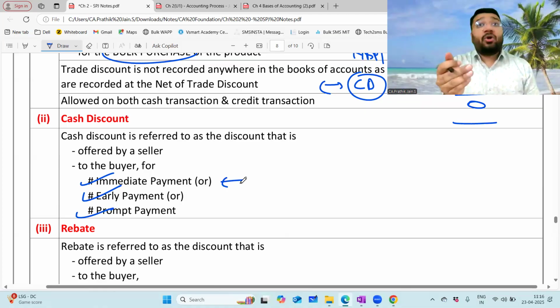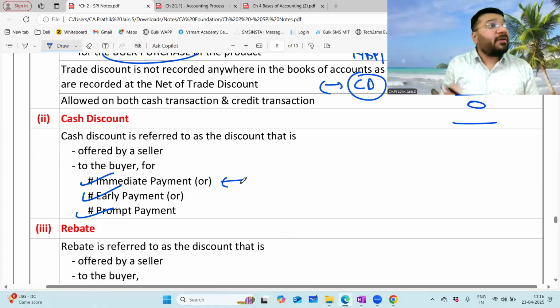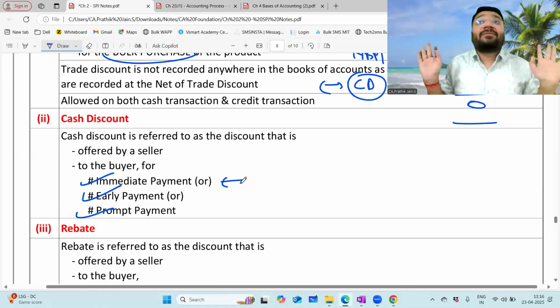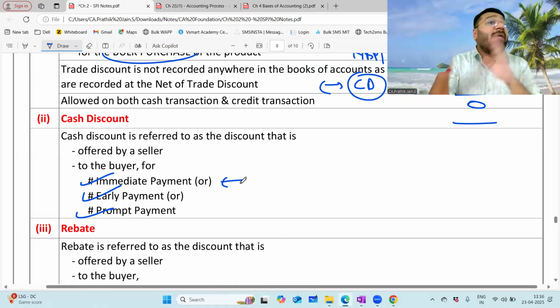So while exchanging the goods, trade discount was agreed. Credit sale was made. The credit period was also agreed. But we were not believing that this person would make the payment on time.